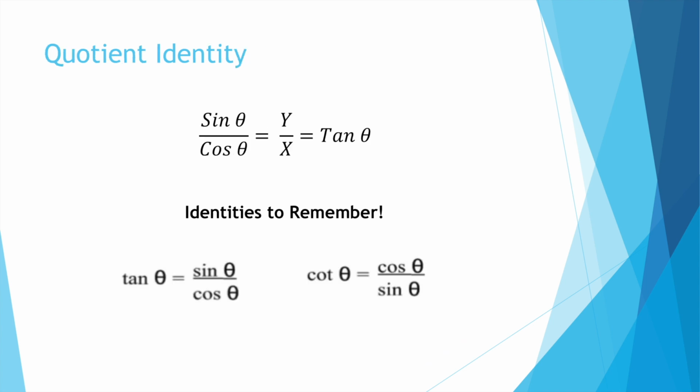A quotient identity is defined as a function that is equal to two trig functions divided by each other, resulting in a quotient. So tangent and cotangent are both quotient identities, as tangent of theta is equal to sine of theta over cosine of theta, and cotangent of theta is equal to cosine of theta over sine of theta.